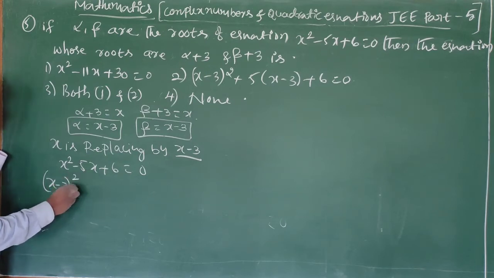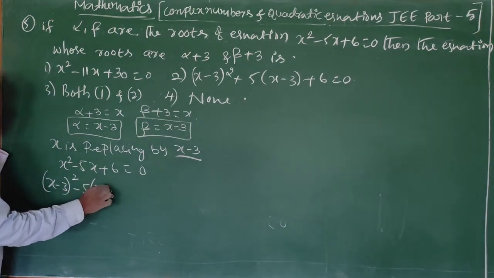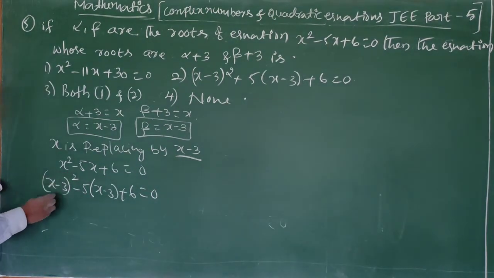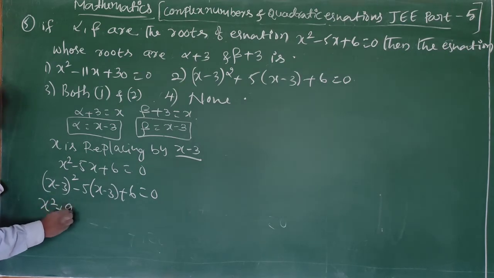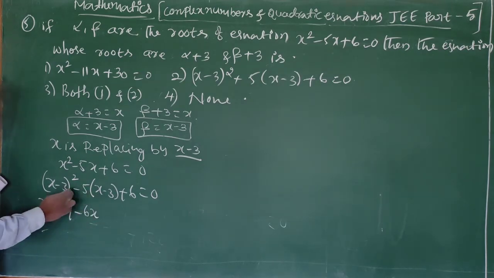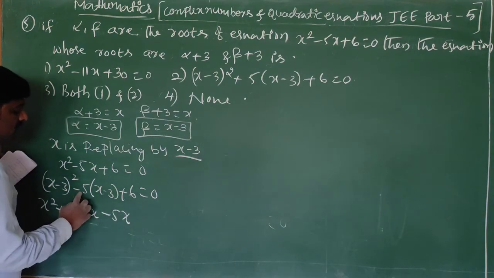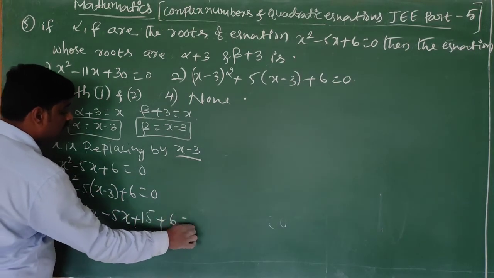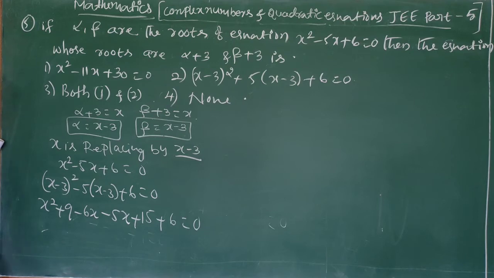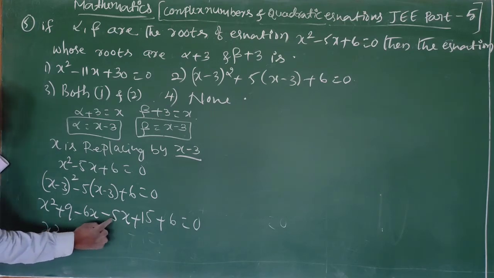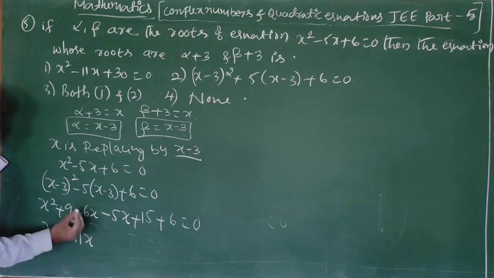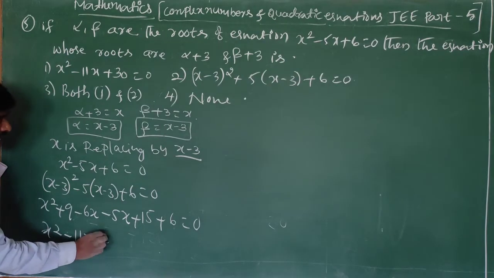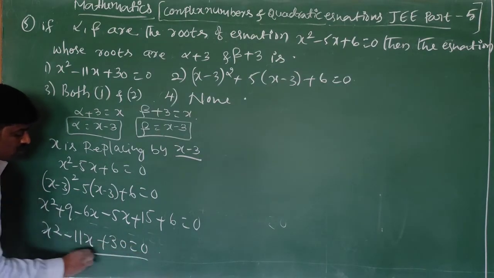x minus 3 whole square minus 5 into x minus 3 plus 6 is equal to 0. x minus 3 whole square means x square plus 9 minus 6x, minus 5x, minus into minus plus, 5 threes are 15 plus 6 is equal to 0. x square, minus 6x minus 5x is minus 11x. 15 plus 6 is 21. 21 plus 9 is 30. Plus 30 is equal to 0.